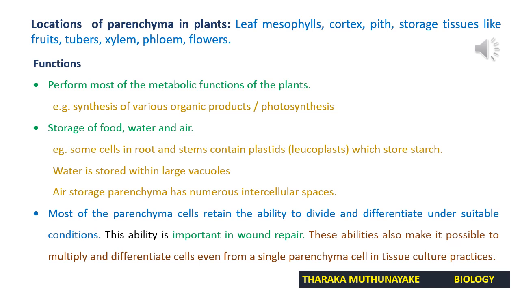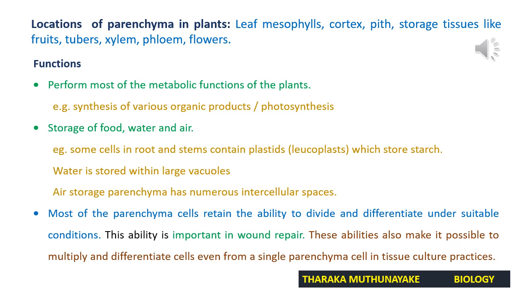Most of the parenchyma cells retain the ability to divide and differentiate under suitable conditions. We previously said normally permanent tissue cells can't divide later in the lifespan, but here there is an exception. Even though parenchyma is a permanent tissue, it can later divide and differentiate into other cell types during the lifespan. But remember, parenchyma cells, sclerenchyma cells and other permanent tissue cells can't further divide after maturation. That means the initials will divide, but after they are differentiated, they do not divide. But parenchyma can do that.